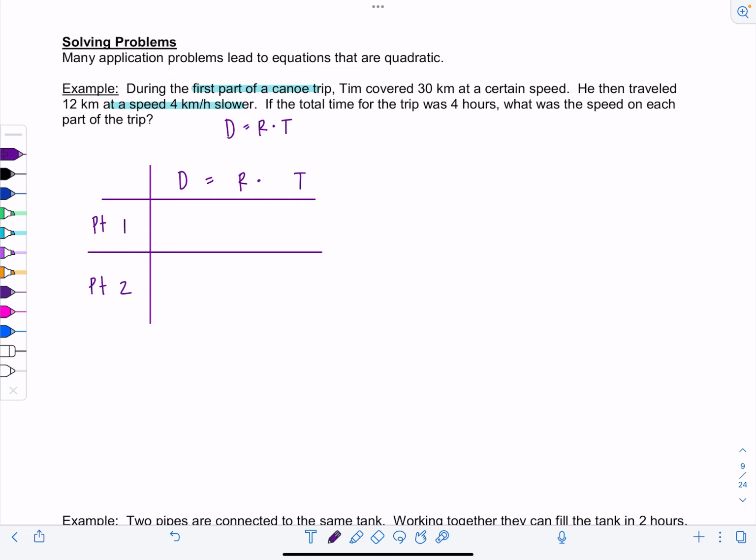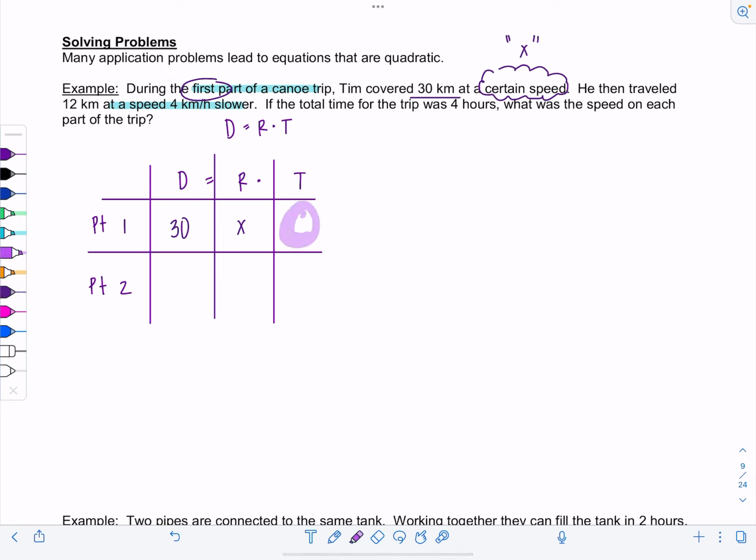And then let's fill in the information that we have in the word problem, okay? So let's see. In the first part of the trip, he covered 30 kilometers. That's the distance for part one. So please put a 30 right here for the distance. At a certain speed. I don't know the speed. Okay, time to bust out a variable. I'm going to call that speed x. Don't get too fancy schmancy and try to use s or stuff like that. I think it just messes with your brain, okay? x. They didn't say anything about the time, did they? No. So this is blank right now.